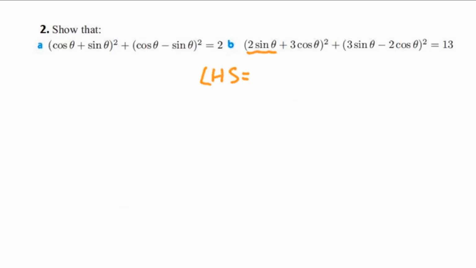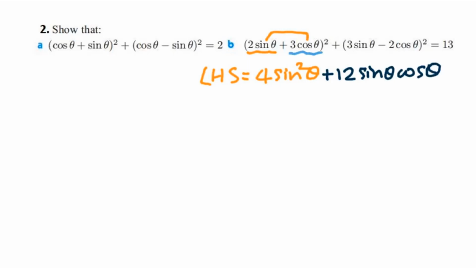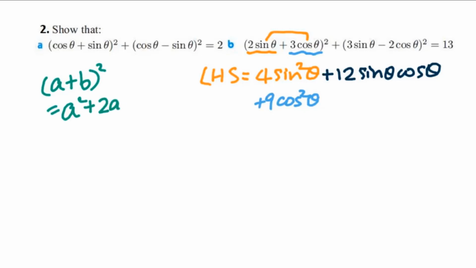So for 2 sine theta squared, that's 4 sine square theta. These two multiply times 2, we got 12 sine theta cosine theta. Then for 3 cosine theta squared, that's plus 9 cosine square theta. You just need to remember A plus B squared equals A squared plus 2AB plus B squared.